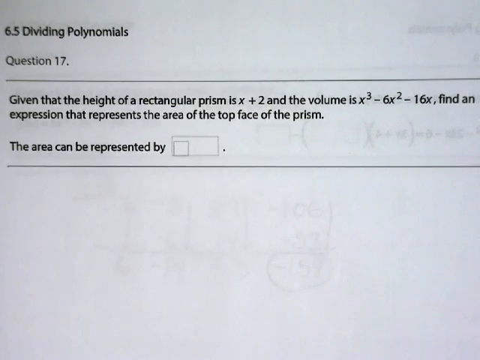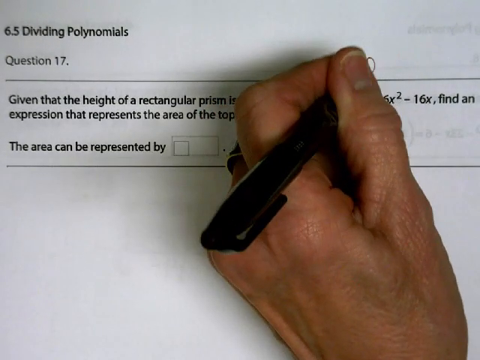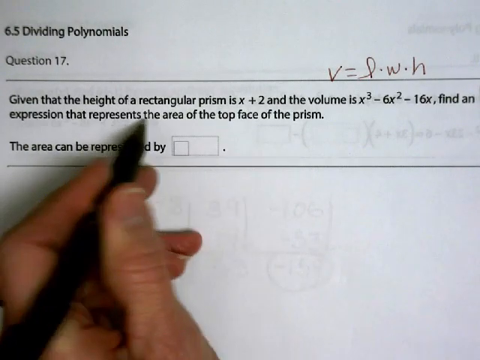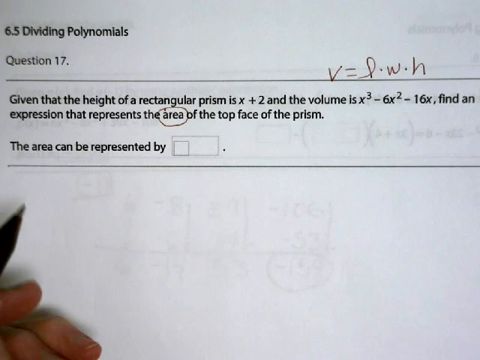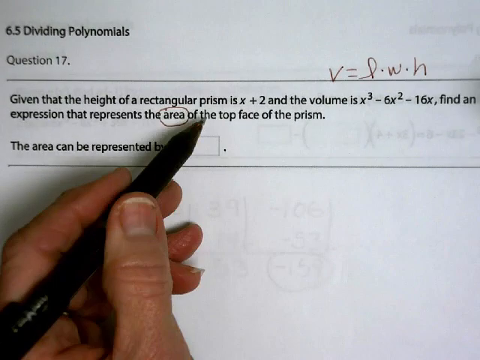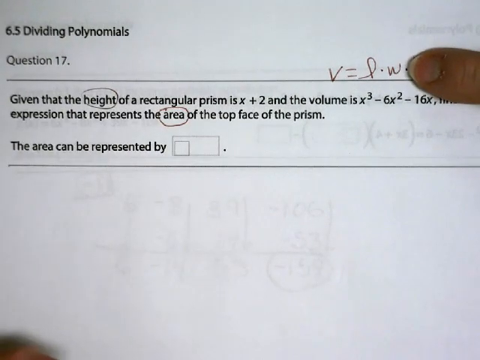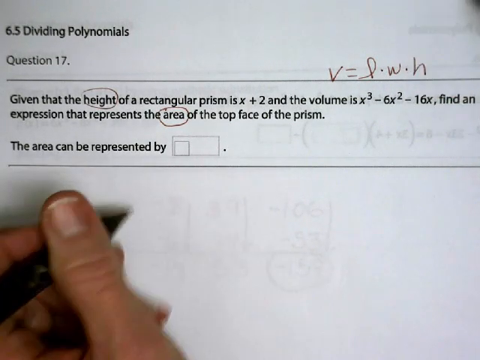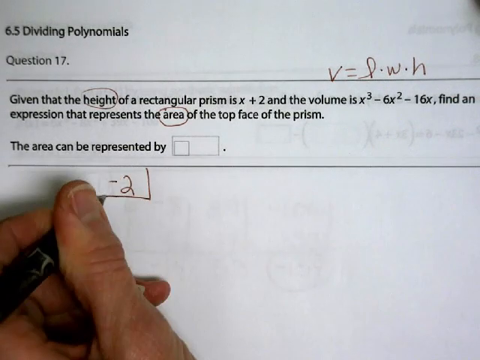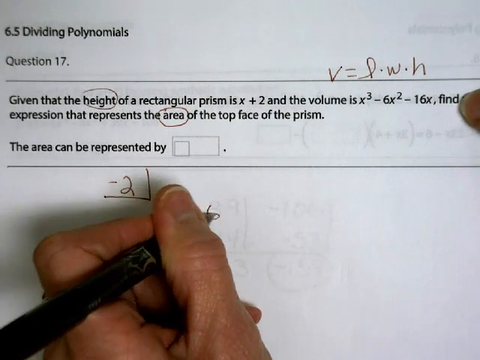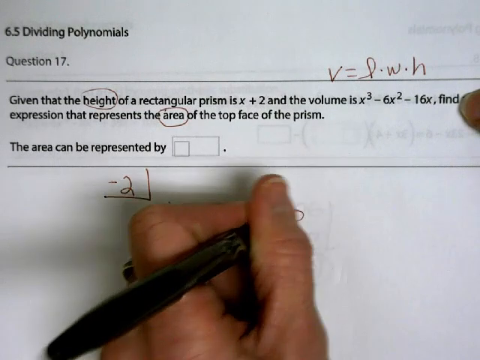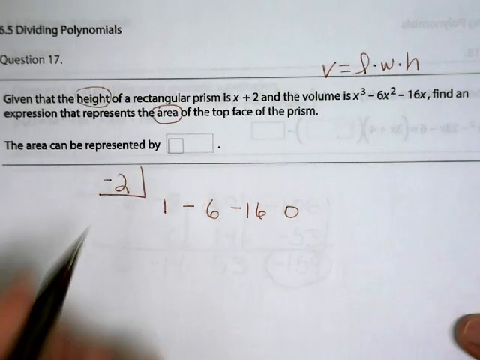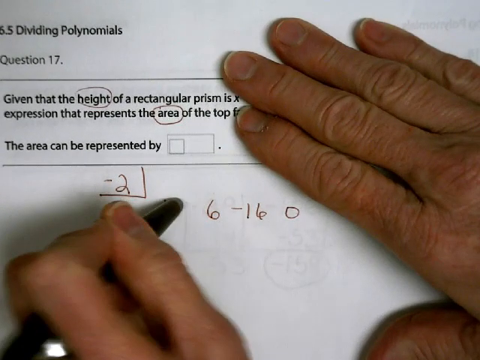Number 17 is a word problem where the height of a rectangle is given and the volume is given as a polynomial. So remember, volume is length times width times height. Find the expression that represents the area. So I only need to divide once, because if I divide by the height, that will give me the area, which is length times width. So that's why I know I only divide once. I'm going to divide by -2 synthetically. I'm going to put a 1, a -6, a -16, and a 0, because I don't have a constant in my polynomial.